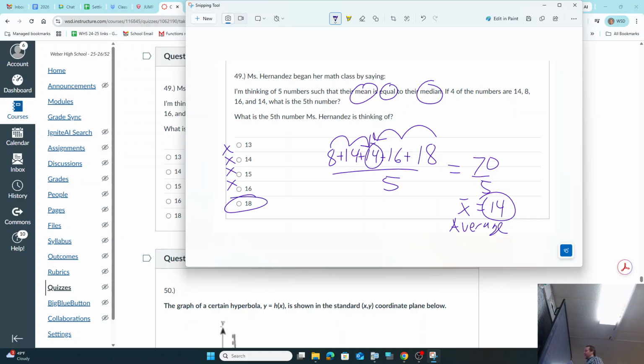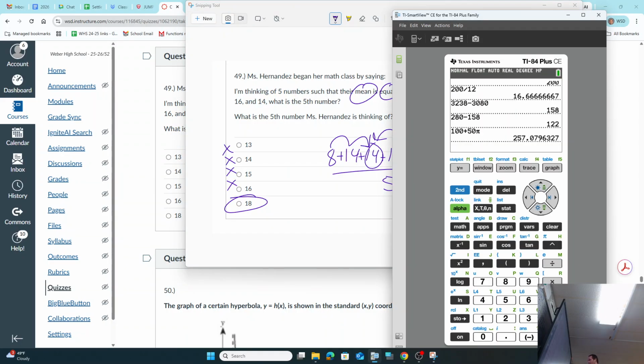Woo! So that was definitely a guess and checking one for number 49. Guess and check. Yeah, I don't know. There's got to be a faster way for that one to work. Okay, there we go. Let's double check really fast.